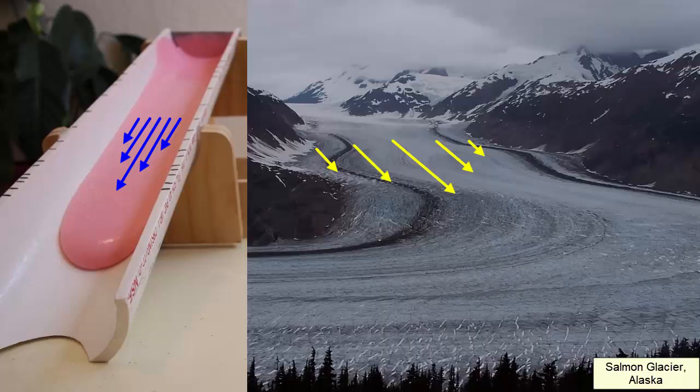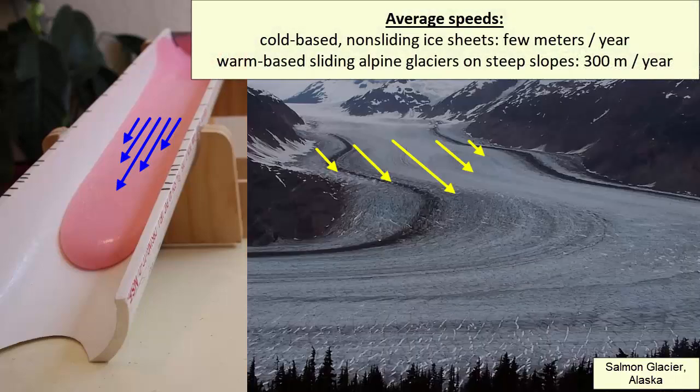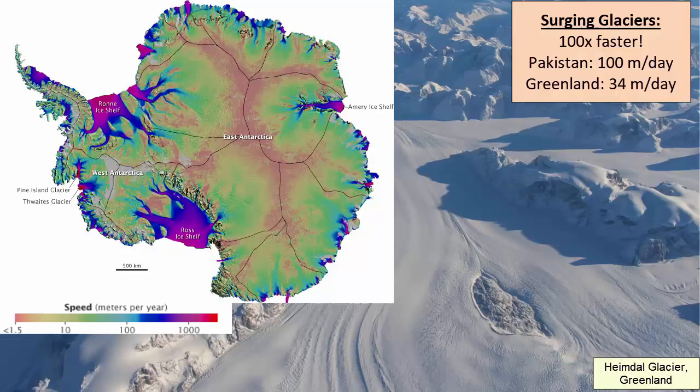The average speed of cold-based, non-sliding ice sheets is only a few meters a year. The average speed of warm-based, sliding alpine glaciers on steep slopes is 300 meters or more a year, just less than 1 meter a day. Surging glaciers, however, can move 100 times faster than normal for several months to a few years. The most rapid surge known was in 1953 in northern Pakistan, 100 meters per day, approximately 12.5 meters per hour, or half a meter a minute.